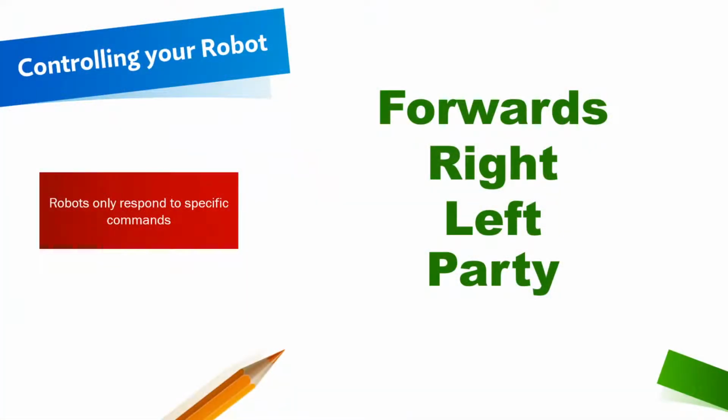We've got forwards, right, left, and party is what we do. We tell the robot what to do when it gets to its destination. When you get to a destination, party, and the robot goes. Because obviously that's how the robots party. So that's what the robot does.